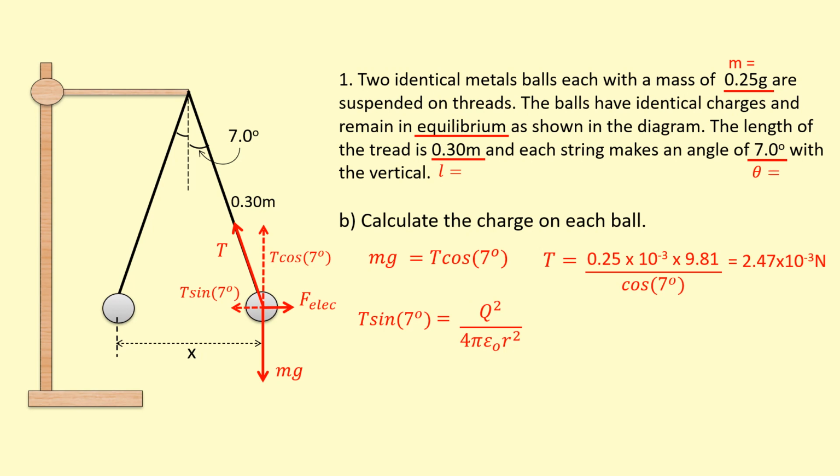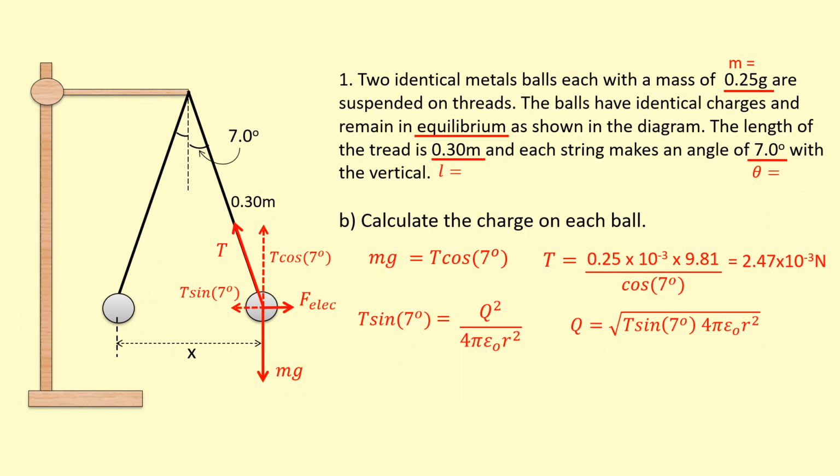Okay, I'm going to rearrange this and make Q the subject because charge is what I'm trying to find. So I get T sine 7, and I already have T, so I'll put that in a minute, equals Q squared over 4 times pi times epsilon naught, which is from your data sheet, it's a constant, times r squared.